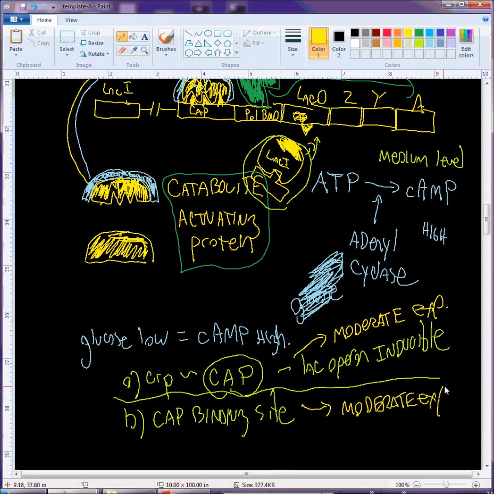If both of these were working, if the CAP binding site is working and the CAP protein is being made, then we would expect to see high levels of expression of the lac operon, at least when glucose levels were low.